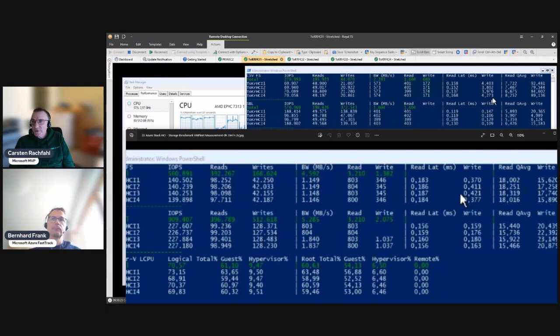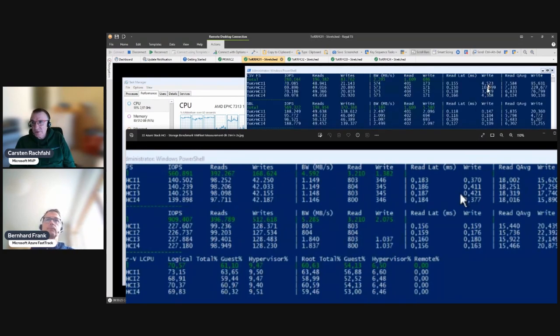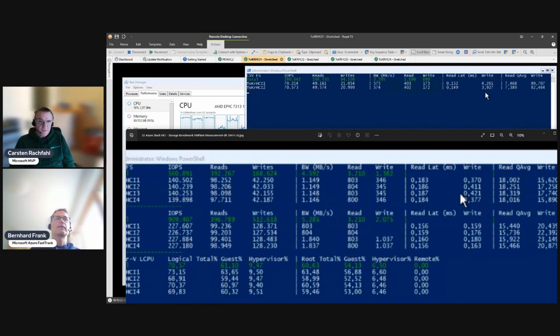But what's important is what the VM is really seeing in this layer. And there is a huge difference. And you see here, we are now out of the 4 milliseconds. Now it's back. It's too much. I would say half is too much.